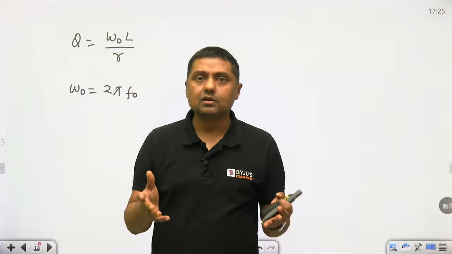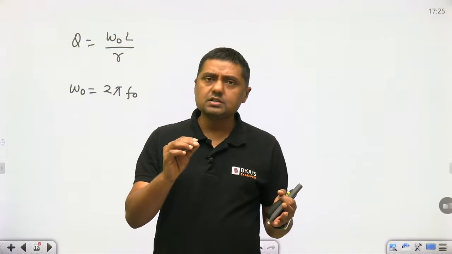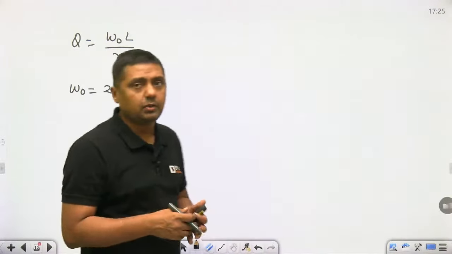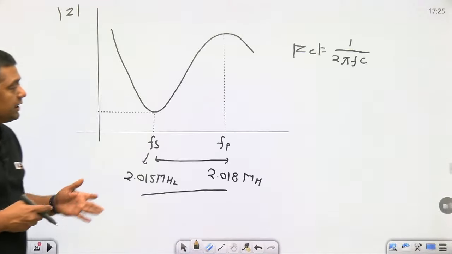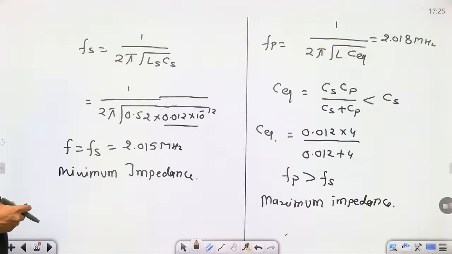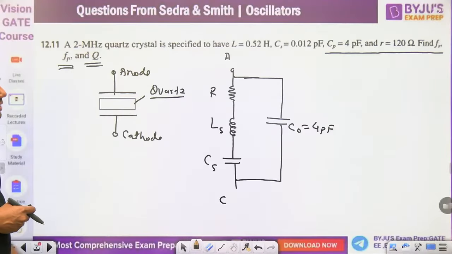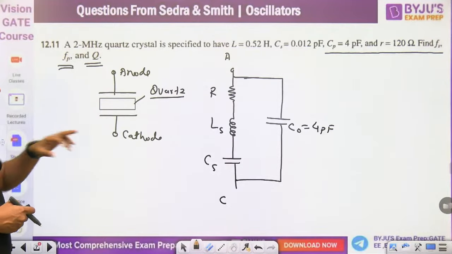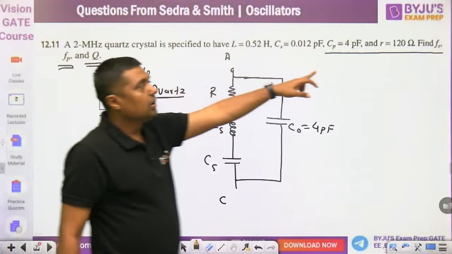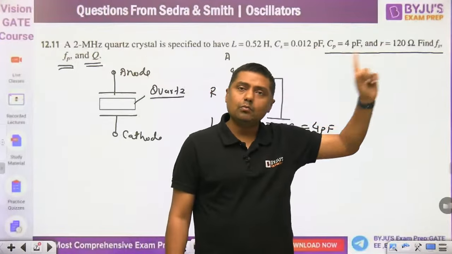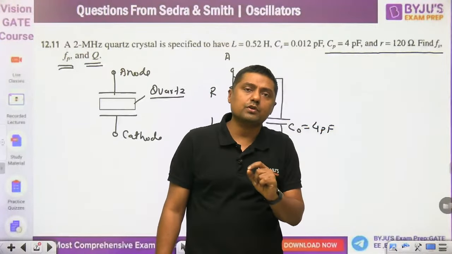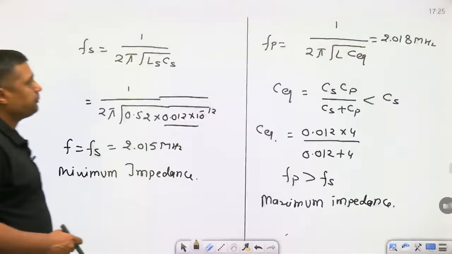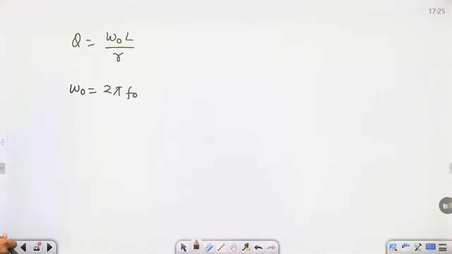Mechanically very weak. So when we are decreasing the thickness, the frequency of oscillation will increase. But it is up to a certain limit, we can't reduce it. So we are getting the frequency in the range of megahertz. This is highly stable because the quality factor is very, very high. R is given, so you have omega naught L by R, that will give you the quality factor. Okay. Then this question is over.